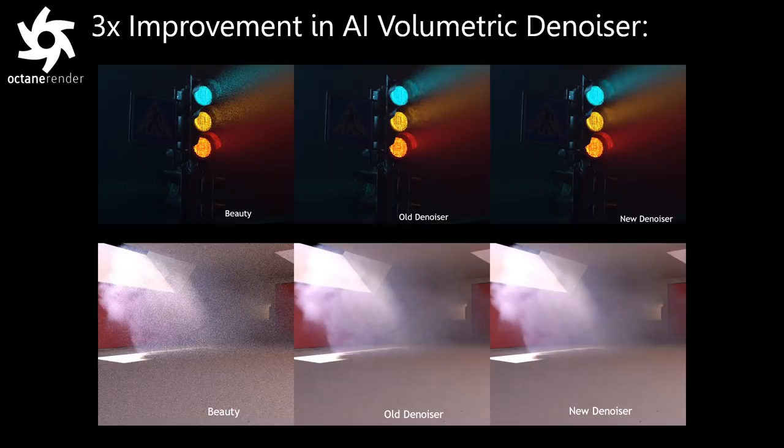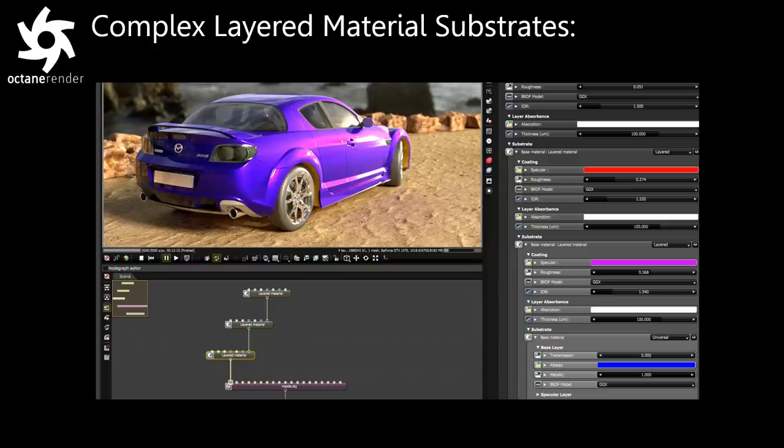The very first thing that we added in this release was a much improved AI denoiser for volume. So if you can see on the right, that's the new volume denoiser. It's about 3 times better than the old one. So we just keep retraining noisy scenes with our AI system, and the AI denoiser just gets better. It's a really awesome ability, and it really just requires us to do more training. It doesn't require a lot of extra coding on our part.